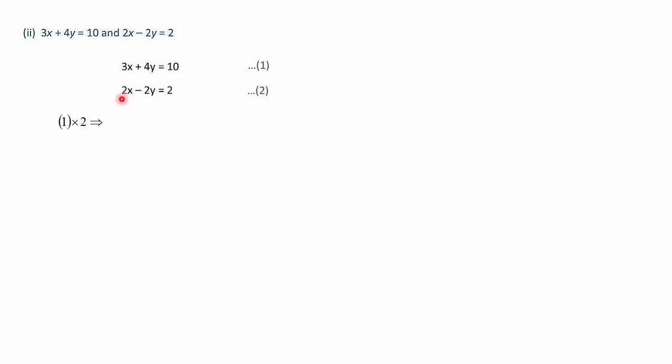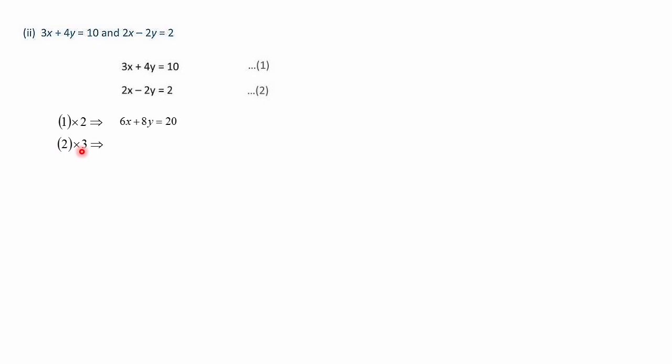Second equation coefficient is 2. X coefficient is 2. I will multiply with equation number 1. And first equation coefficient is 3. That I will multiply with the second equation. That is equation number 2 into 3. Then when you multiply first equation with the 2, it comes as 3 into 2 6, 4 into 2 8, 10 into 2 20. So 6x plus 8y is equal to 20.